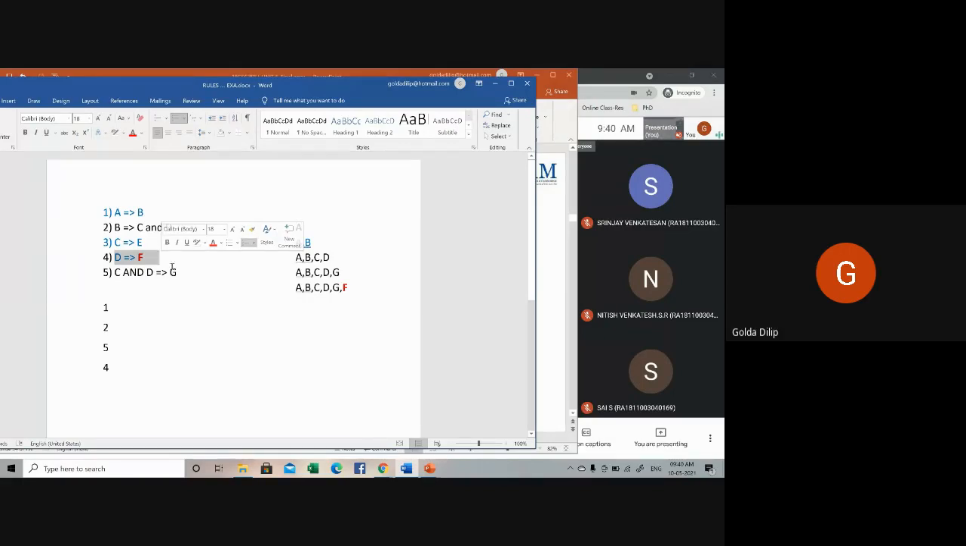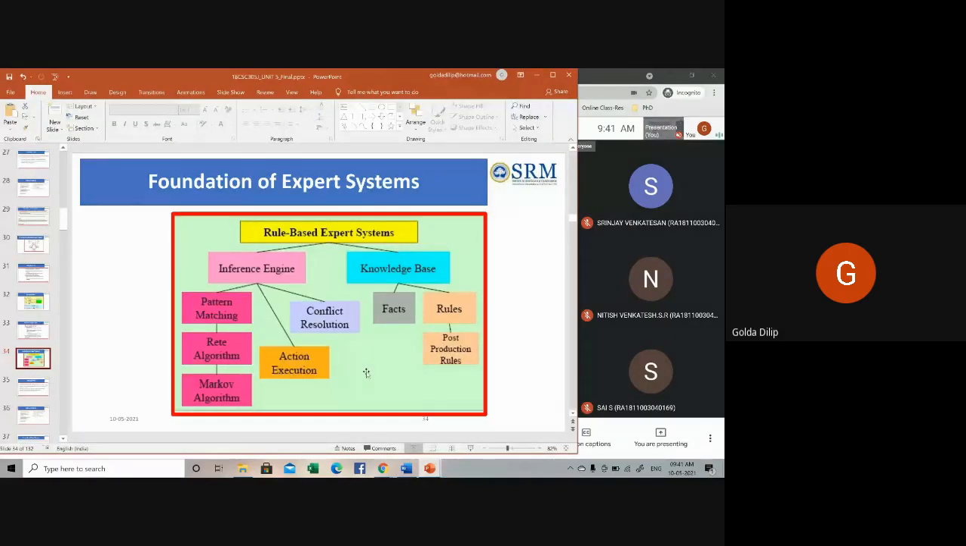Here there are no more conflicts. So you add F to your working memory, and F happens to be my goal node. So I stop with this. The sequence of triggering the rules is 1, 2, 5, and 4 to reach the goal node F. To do this, I maintained what is called a working memory also. So that's the example. The inference engine did pattern matching, then resolved the conflict, and then it was action execution. That's what I wanted to tell you.